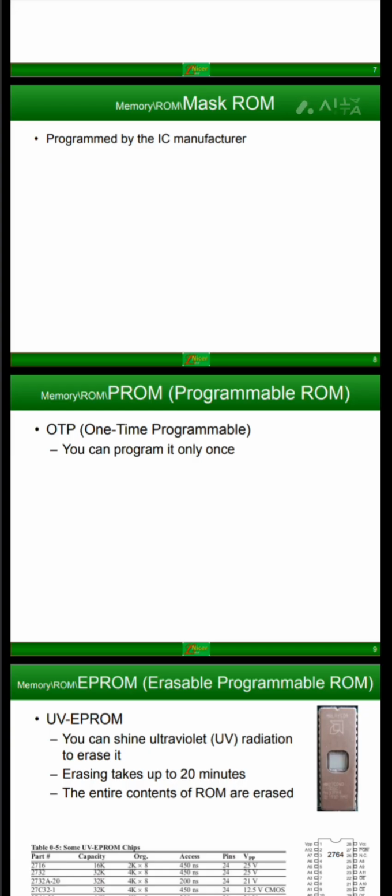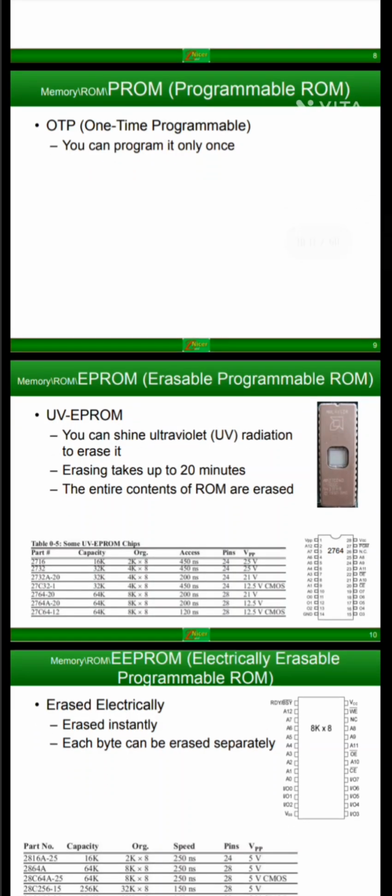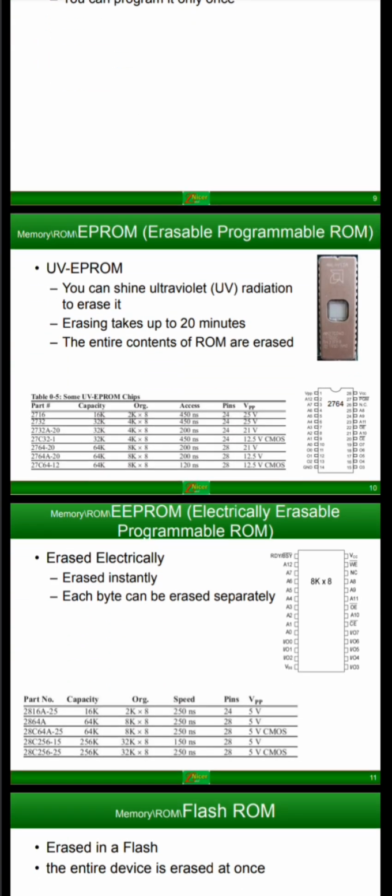Then we have the programmable ROM. It is one-time programmable; you can program it only once. Then we have the erasable programmable ROM, whose data we can erase. You can shine ultraviolet radiation to erase a program. Erasing takes about 20 minutes, and the entire content of the ROM is erased.